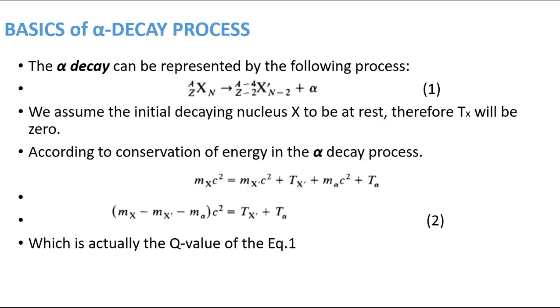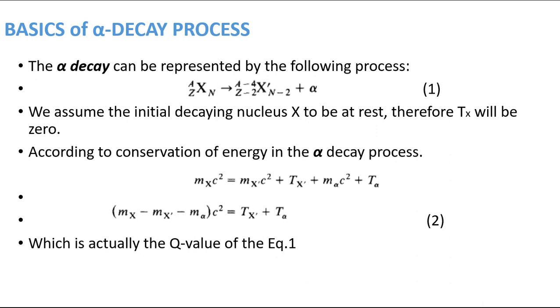So here's the calculation of the alpha decay process. In equation 1, X is going to decay into X prime, the daughter nucleus, with emission of an alpha, and we assume that the initial decaying nucleus X is at rest. Therefore, its kinetic energy Tx will be 0. So according to conservation of energy in this alpha decay process, the initial energy on the left-hand side must be equal to the final total energy on the right-hand side.